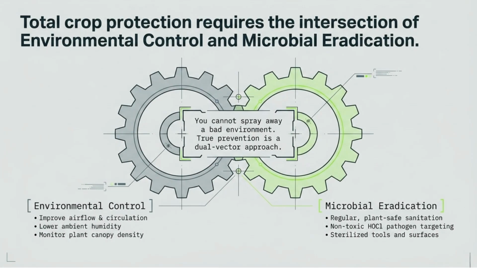Total crop protection requires the intersection of environmental control and microbial eradication. You cannot spray away a bad environment. True prevention is a dual-vector approach focusing on airflow, humidity, and regular non-toxic sanitation.